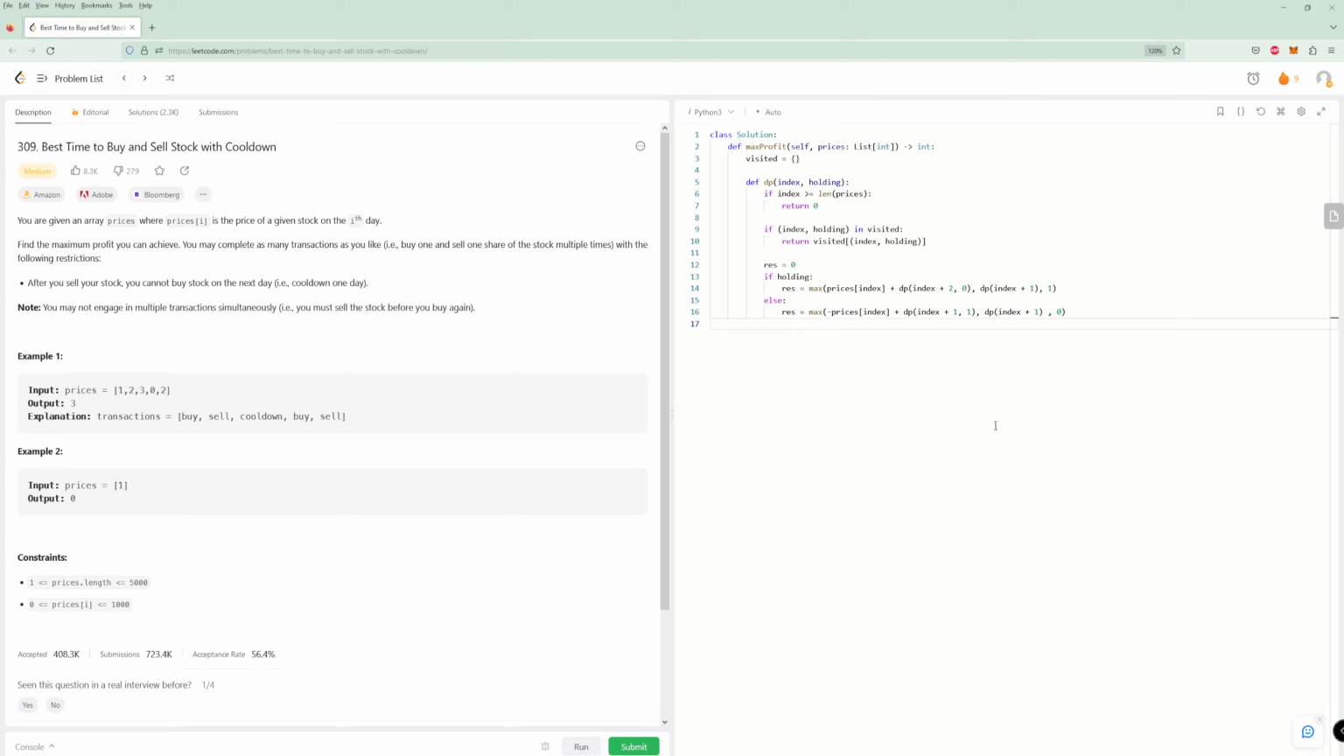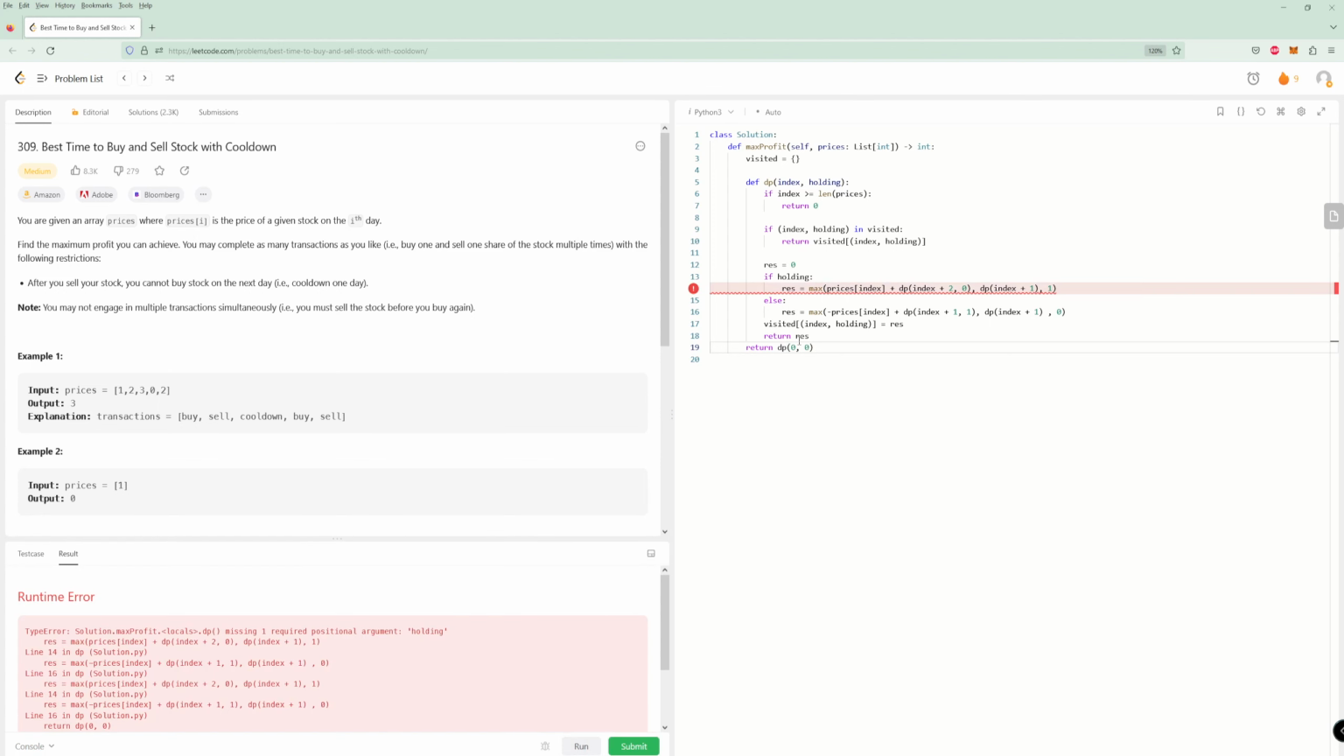Okay, now we just need to put our result in our visited hash map. That's pretty straightforward. And then return DP. We're going to start at index 0. In the beginning, we're not holding, right? So that should be it for this problem, I think. Let's double check.